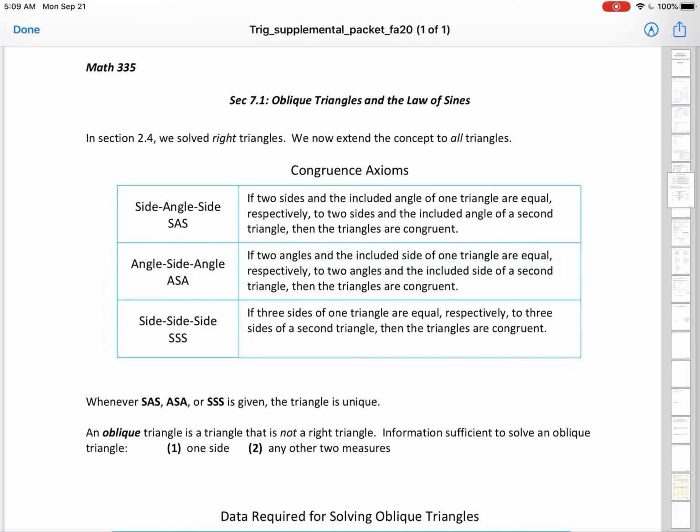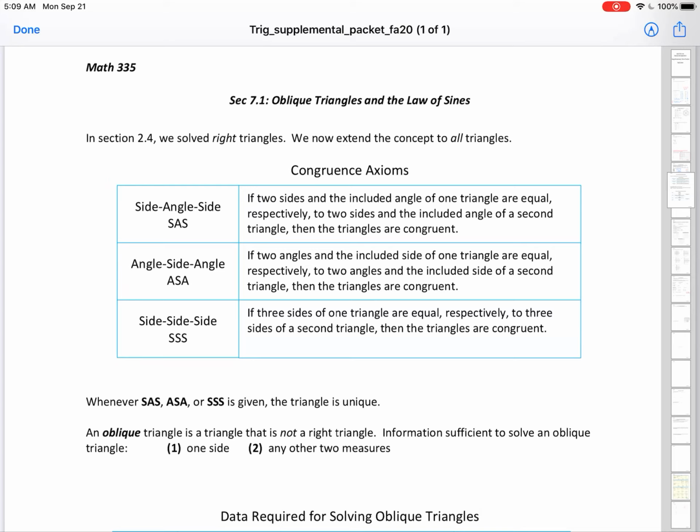All right, we just spent some time in Chapter 2 looking at sections 2.4 and 2.5 and dealing with how to solve right triangles. And those were easily solved with just trig relationships, using sine equal to opposite over hypotenuse, cosine adjacent over hypotenuse, and tangent being opposite over adjacent.